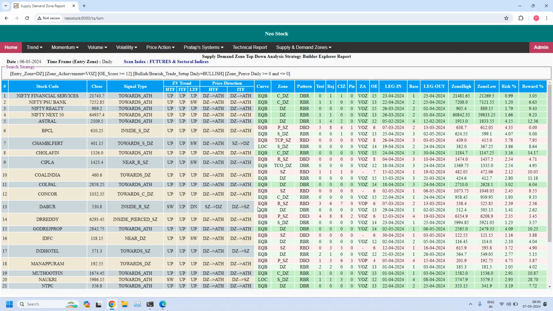And you can also draw the zones in your charts by taking the timestamps from leg in and leg out, and also the number of base candles in between leg in and leg out. That way you can draw the zones.